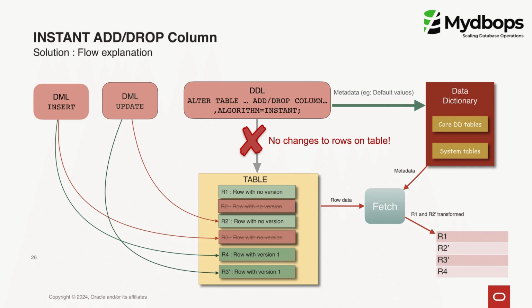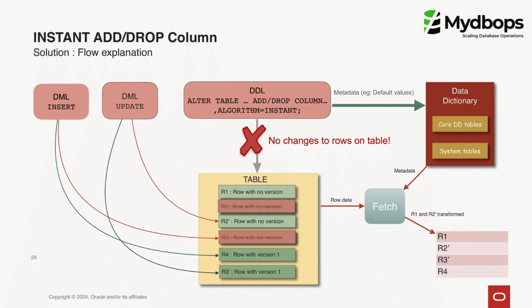Now if I do a DML insert, R4 will have version 1 stamped because now the current version is 1. And if I do a DML update on R3, we transform this R3 to R3 dash and stamp version 1, because now this has been updated after the table version has changed.